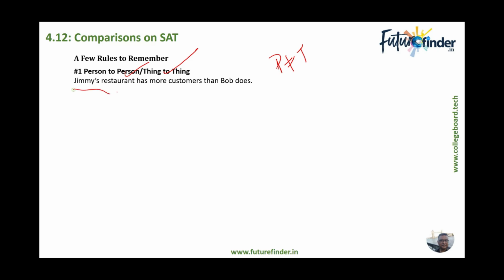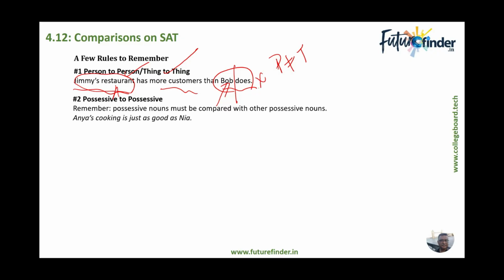Jimmy's restaurant has more customers than Bob does. Here we are comparing Jimmy's restaurant's customers to Bob, which is not what we want. We have to compare to the restaurant which Bob has, something like that. So this is basically incorrect. We have also got to compare possessive to possessive.